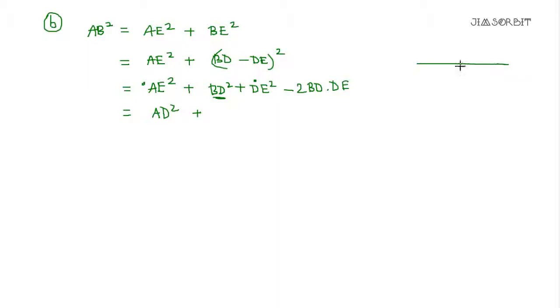Again, BD was what? You notice that D was the midpoint, this was C, this was B. So this is equal. So BD is what? BC by 2. It's half of BC. And in place of minus 2 BD, 2 times of BD is what? It is BC. Okay. So BC into DE. We have proved the thing.